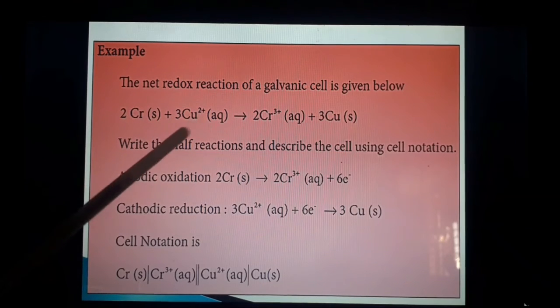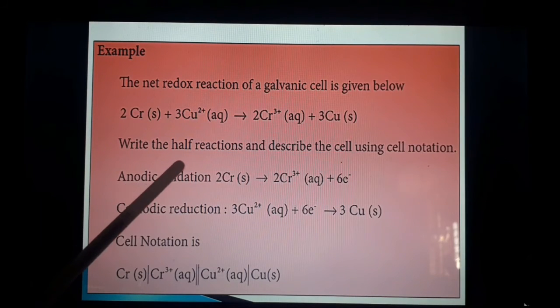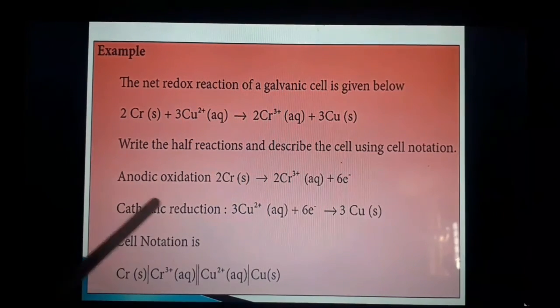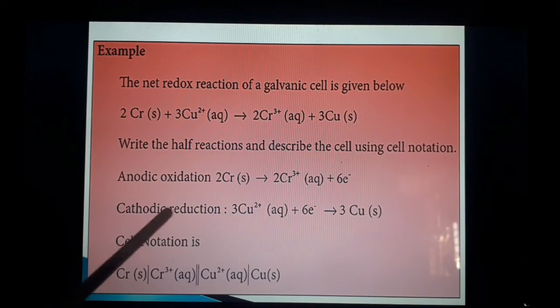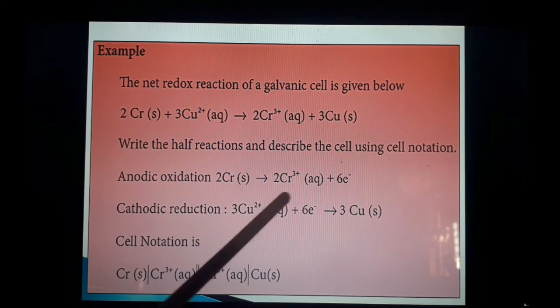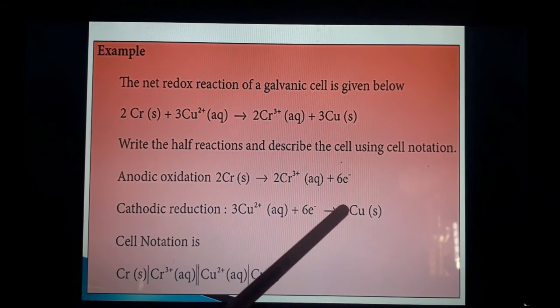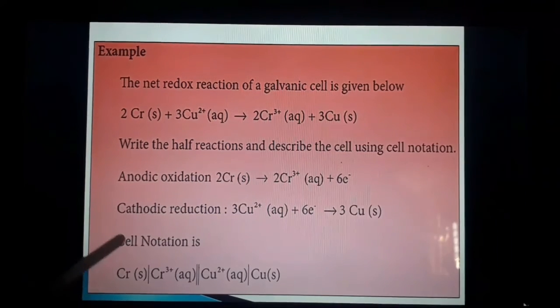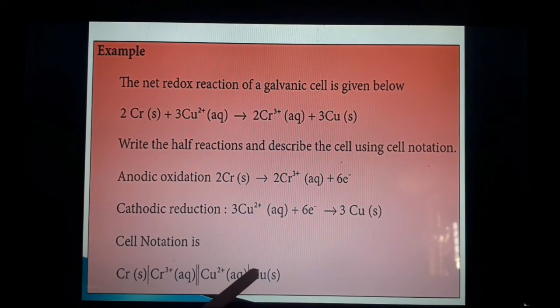Now the half reactions, oxidation and reduction separately. Anodic oxidation: chromium releases 6 electrons. Cathodic reduction: the copper 2+ ions accept 6 electrons, and 3 Cu atoms form. Therefore the cell notation has the anode part and cathode part, with a double slash centrally between them. A single slash means phase boundary: chromium solid | chromium 3+ salt || copper 2+ ion | copper. This is the example for the representation.